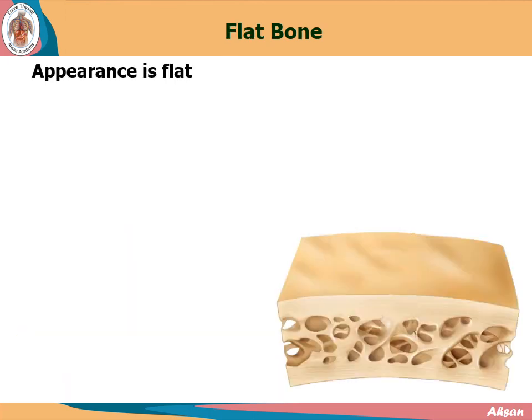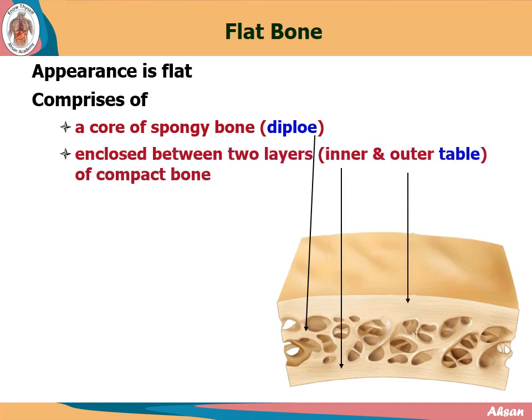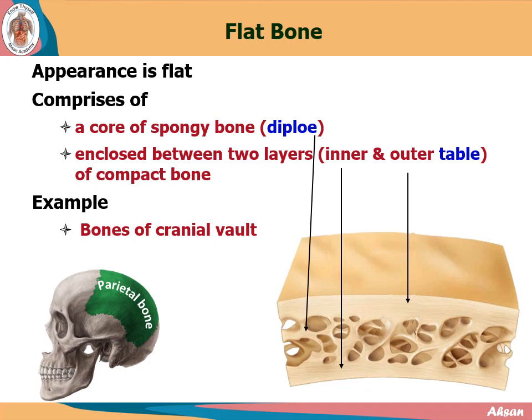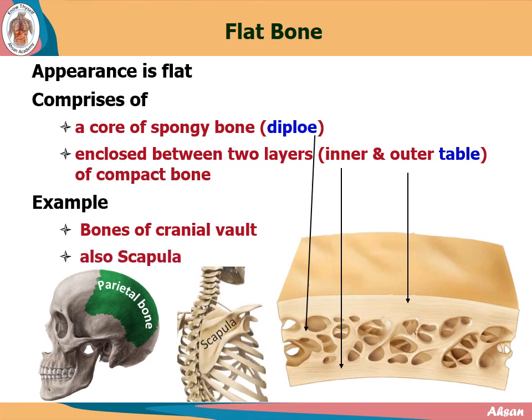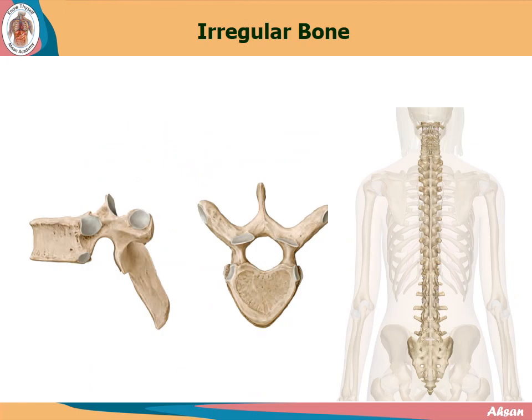Flat bones appear flat, and they comprise a central core of spongy bone and on either side layers of very thick compact bone. They are named the outer and inner table. We can mention as an example the cranial bones. Here I'm showing a parietal bone, and we can see the scapula is also flat.